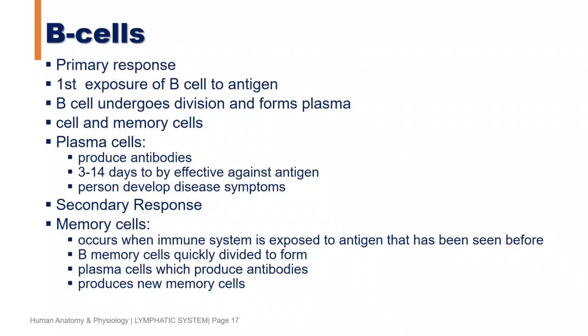Then you also have the secondary response and your memory cells. It occurs when our immune system is exposed to an antigen that has been seen before. So the B memory cells quickly divide to form plasma cells, which produce antibodies, and produce new memory cells.